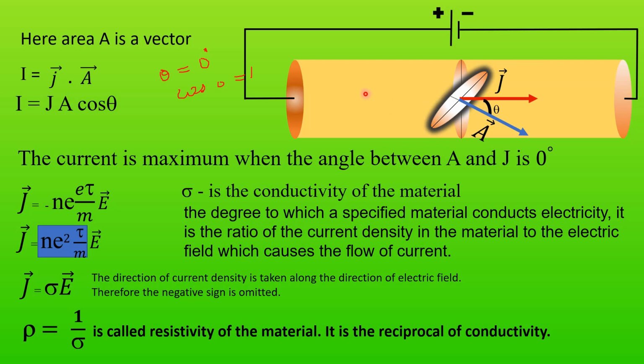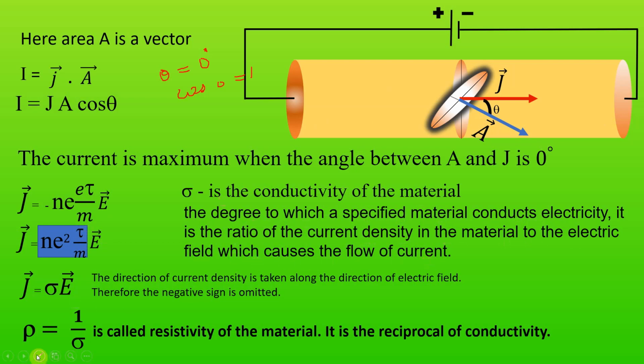So the conductivity of this particular material is specified by the motion of electrons inside the conductor and the chance of collision, and the chance of collision is represented in terms of thermal agitation, which is connected with the relaxation time. So the conductivity of the material is the degree to which a particular material conducts electricity. It is the ratio of current density in the material to the electric field which causes the flow of current.